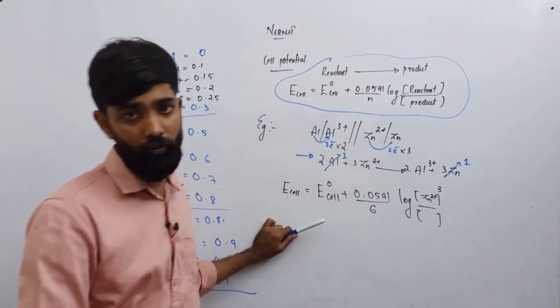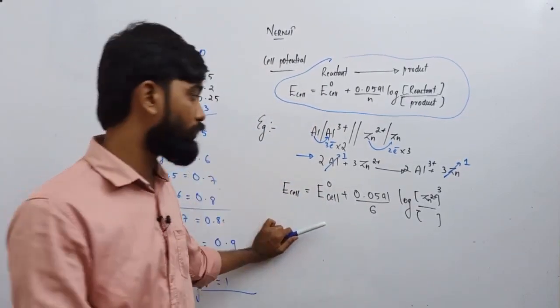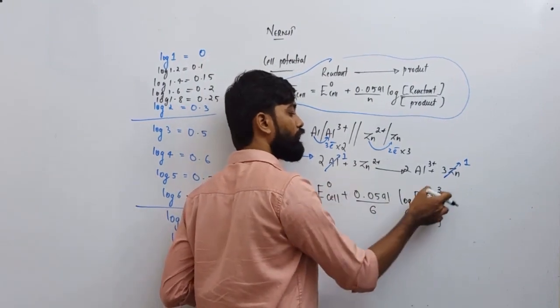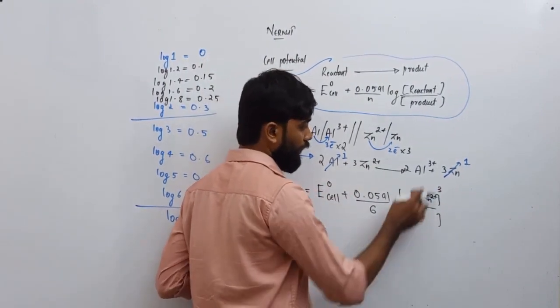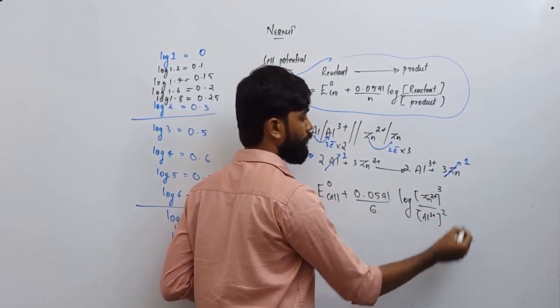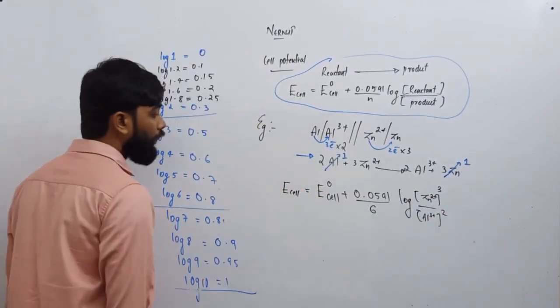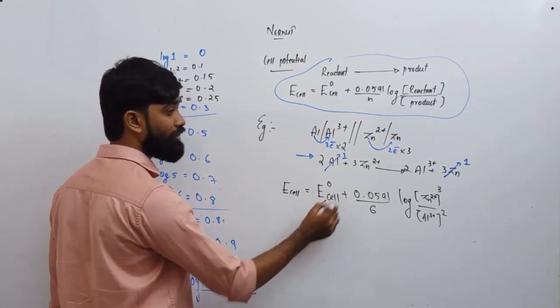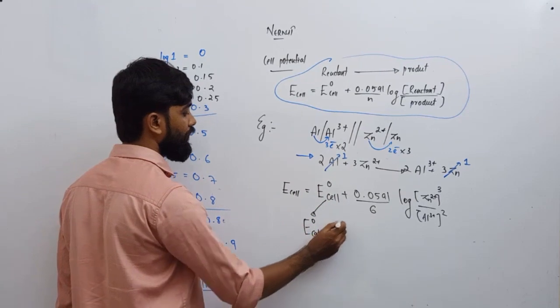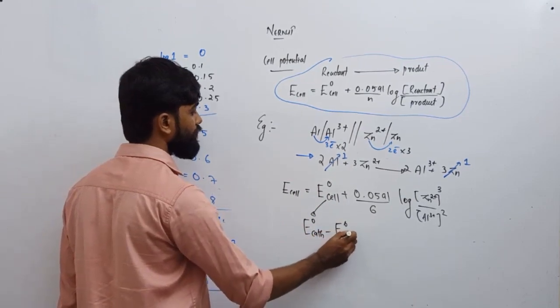I think you are familiar with that. Okay. On writing the expression for reaction quotient, if there is any stoichiometric coefficient, you have to raise the concentration to that power, right? And the product is Al3+. Agreed. The coefficient is 2. This is the expression. How can you find the E0 cell? It is using the relation E0 cathode minus E0 anode.